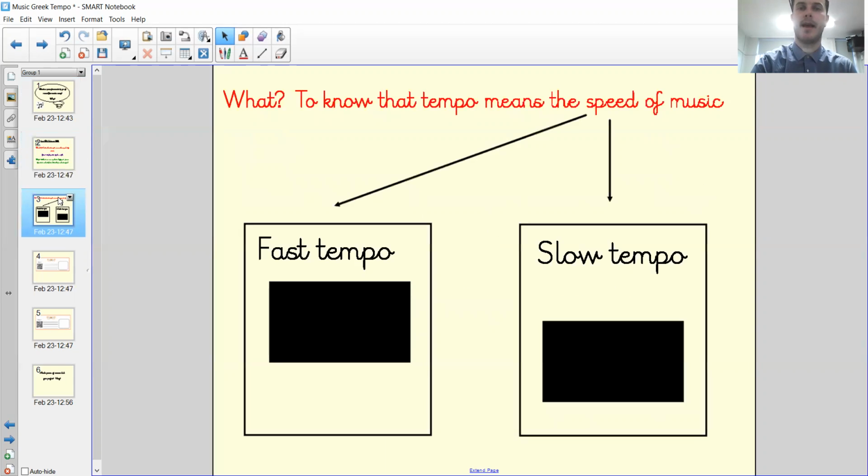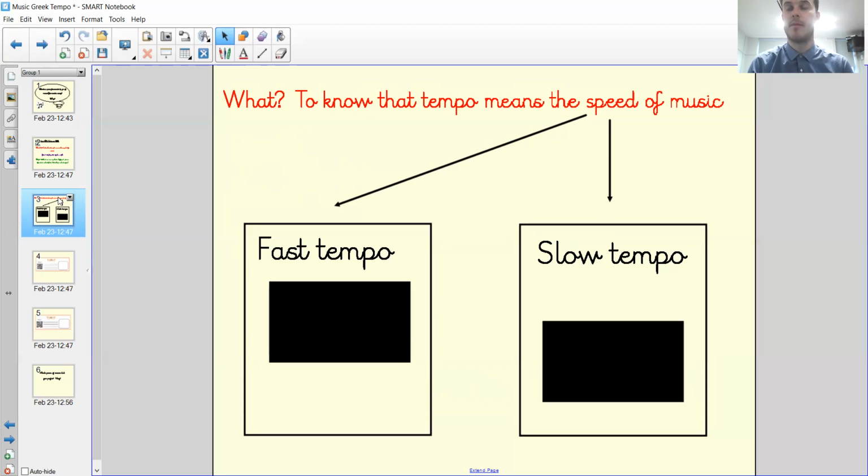So, here we've got our what, okay? To know that tempo means the speed. So there's our key word, tempo. Okay, it's our key vocabulary, very technical music word. And all tempo means, when we break it down, how fast or how slow that music is. Okay, think about a car going fast or slow, exactly the same with the tempo. Is the music really, really fast, or is it nice and slow? And we're going to become experts today.